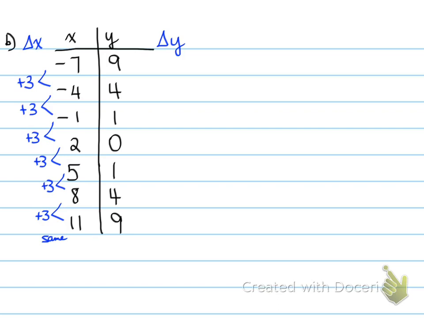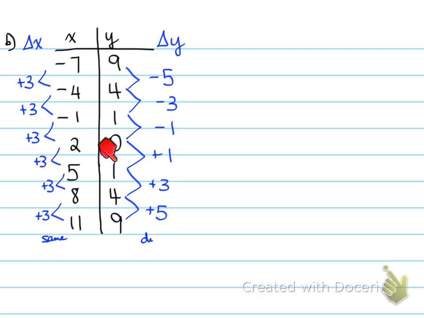Now we go over to delta y. What's happening with delta y? 9 to 4 is minus 5. 4 to 1 is minus 3. 1 to 0 is minus 1. 0 to 1 is plus 1, plus 3, and plus 5. Wait a minute. These numbers look like they were following a pattern, but when we did the delta y, we noticed they are not the same. So these values are all different.